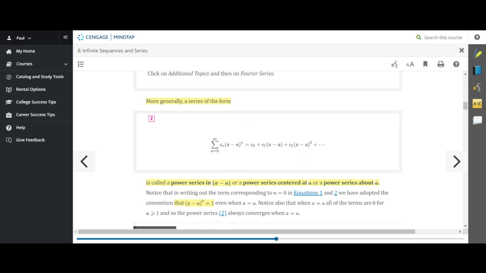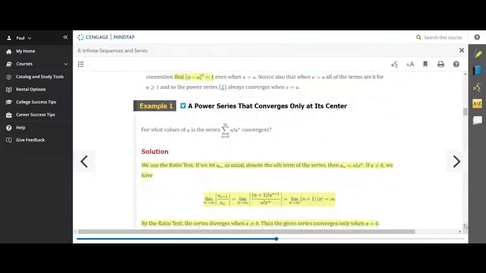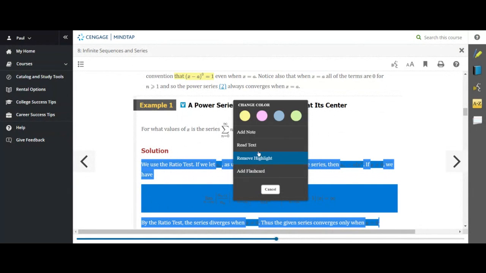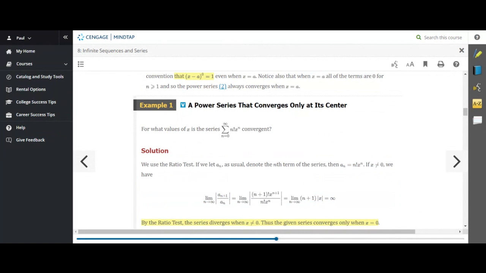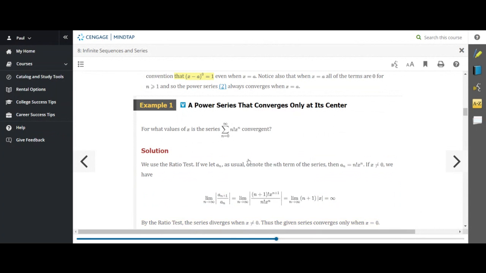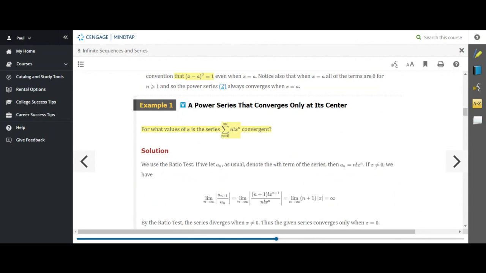Okay. Well then let's look at just this first example. I have a lot of things highlighted here. Let me try to remove them here. Hold on. So they ask for what values of x is this power series convergent? So the terms of the series are n factorial times x to the nth power.